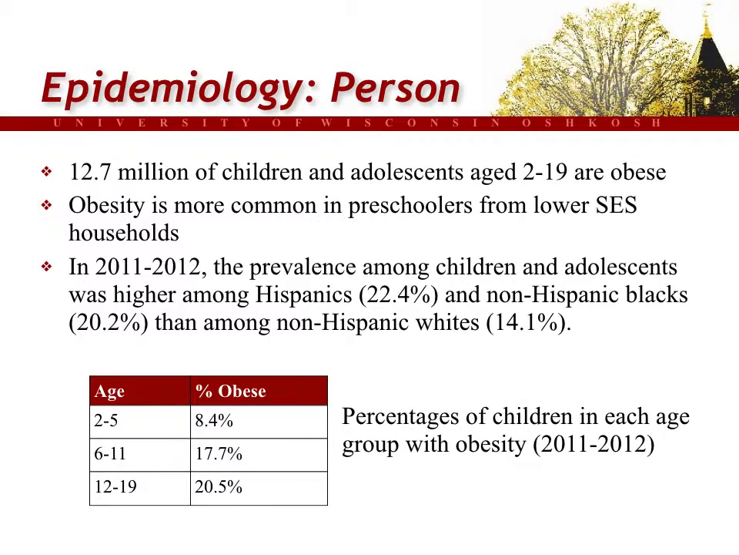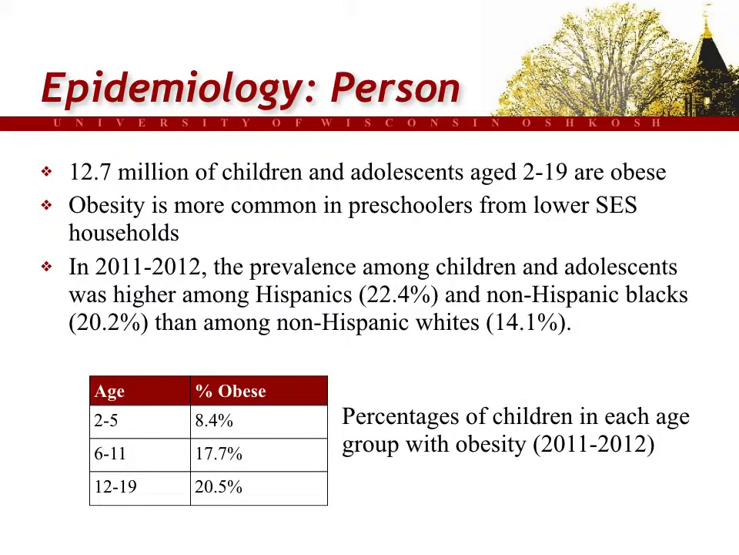Obesity does not discriminate. It affects boys and girls of every age and ethnic background. What data has shown, however, is that there are trends among childhood obesity. The CDC data from 2011 to 2012 estimated that 12.7 million children and adolescents aged 2 through 19 were obese. The CDC data also shows that while only 8.4% of 2 to 5-year-olds were obese, that number jumps to 17.7% with 6 to 11-year-olds and up to 20.5% for 12 to 19-year-olds. This clearly demonstrates that as children get older, there is a higher prevalence of obesity.